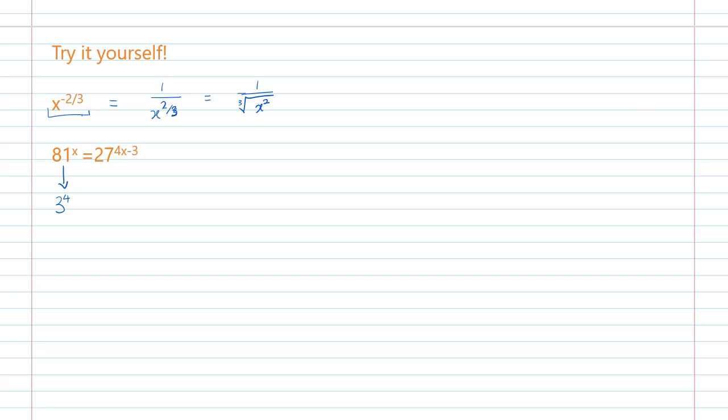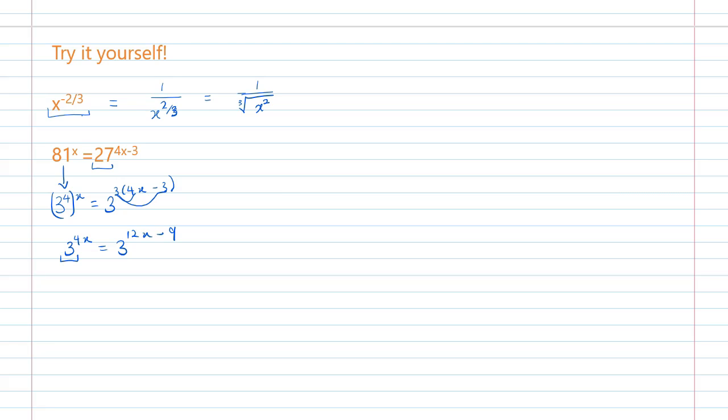So 3 to the power of 4x equals 27, which is 3 to the power of 3, to the power of 4x minus 3. Now this can be expressed as 3 to the power of 4x equals 3 to the power of, if you open the bracket of the exponents, 3 multiplied by 4x is 12x, minus 3 multiplied by 3. So 3 multiplies this and it also multiplies that. 3 times minus 3 is minus 9.